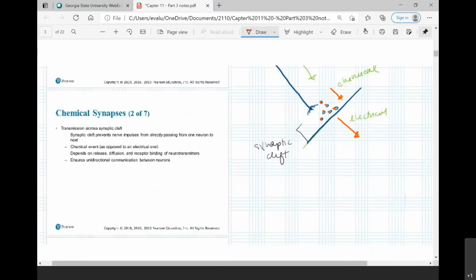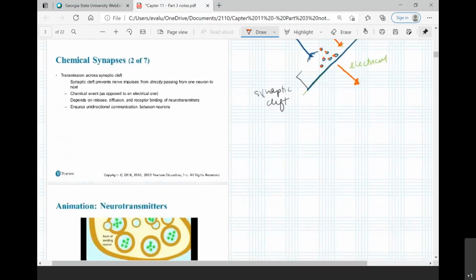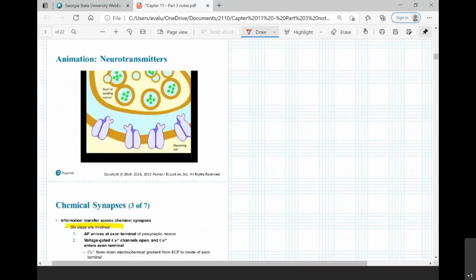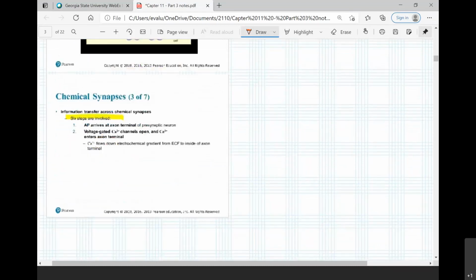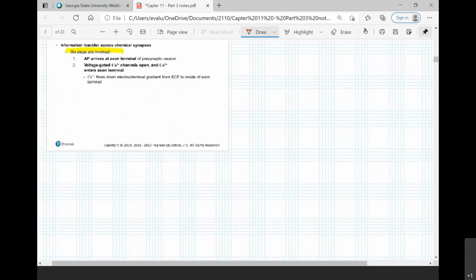Okay, so now when we're looking at these chemical synapses, there's an image in the PowerPoints if you guys would like to go look at that. But with a chemical synapse, there are 6 steps in order to transfer the information across a synapse. I'm going to just go through these as an overview because, again, these are the exact same thing we've pretty much already talked about in relation to the neuromuscular junction. So we're just going to go through it high level.